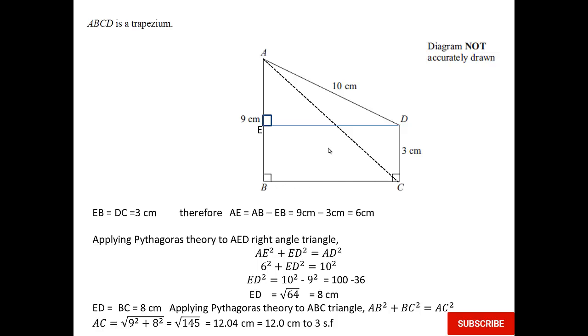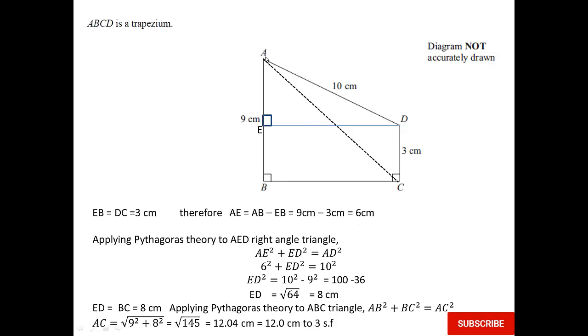In order to find the length BC, I must find the length ED. To find length ED, I can apply Pythagoras theory to triangle AED. For that, I must find the value of AE. AE is equal to AB minus EB. AB is 9 centimeters. EB is 3 centimeters. Therefore, AE is equal to 6 centimeters.